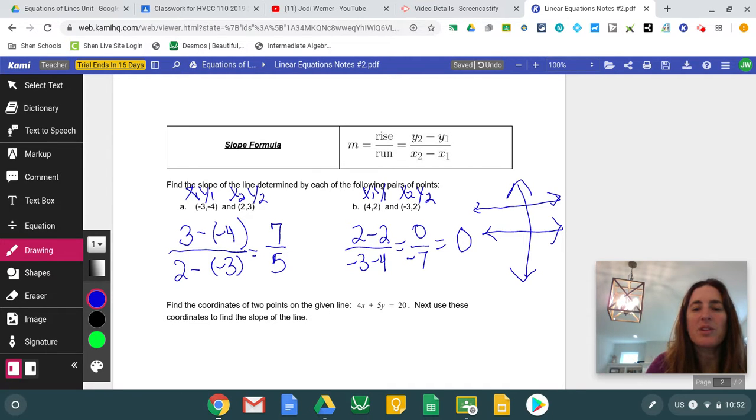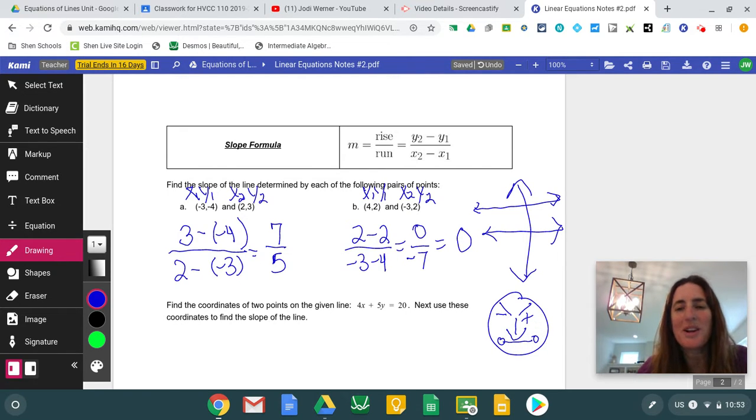And then our vertical lines have a slope that is undefined. Remember my little fun slope face. If it's a positive slope, it goes to the right. Negative slope goes to the left, undefined goes up and down, and straight across has a slope of 0.